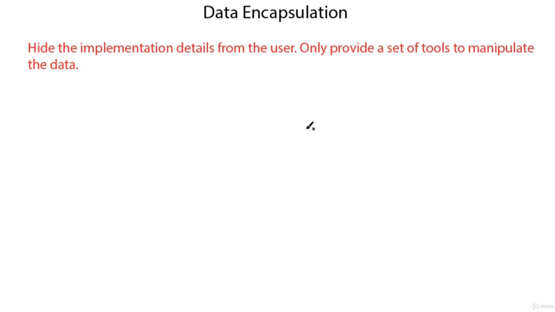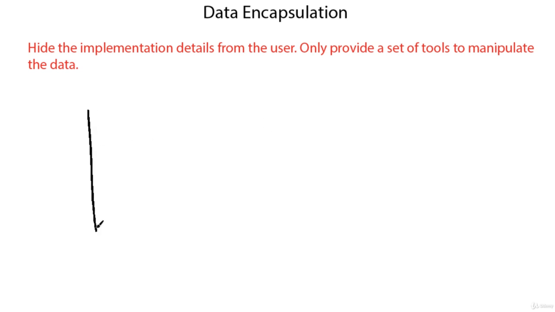The next one is something called data encapsulation. And you'll notice these are actually pretty close. One is sort of information hiding, while this one can be known as data hiding, so they do have a relationship. But this one is all about hiding the implementation details from the user and only providing a set of tools to manipulate the data.